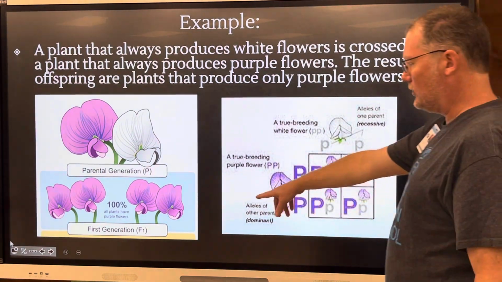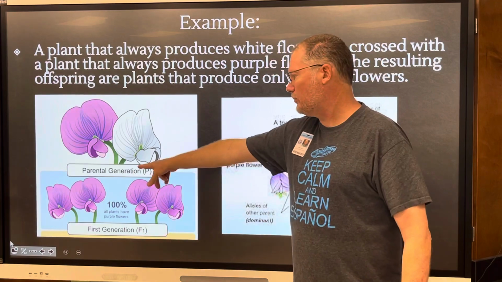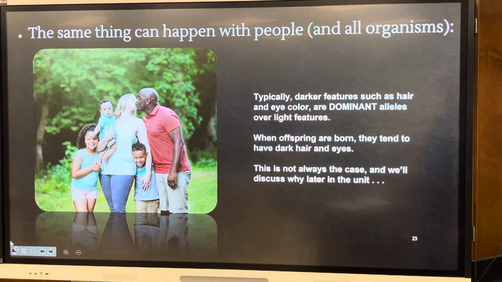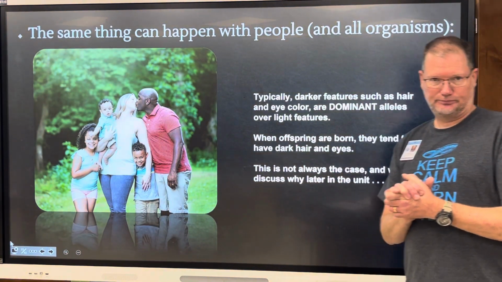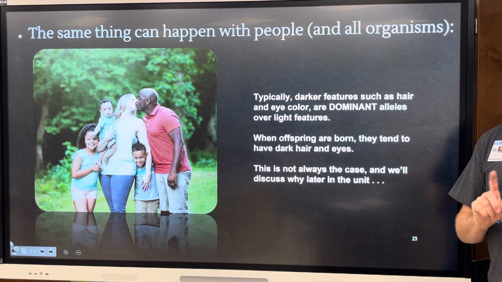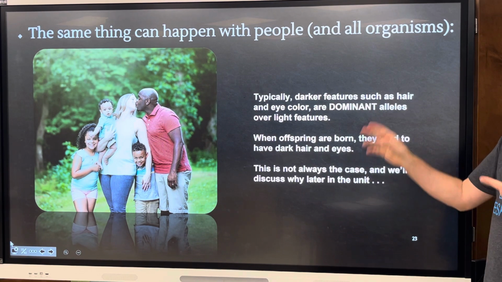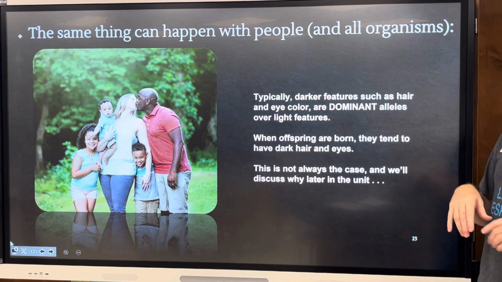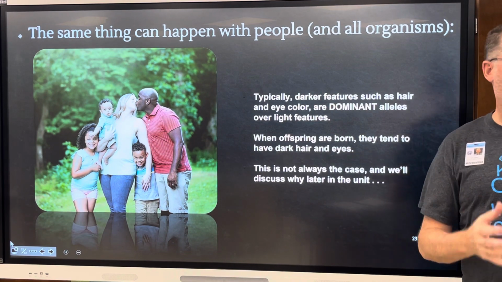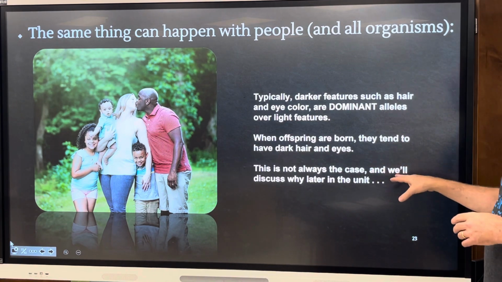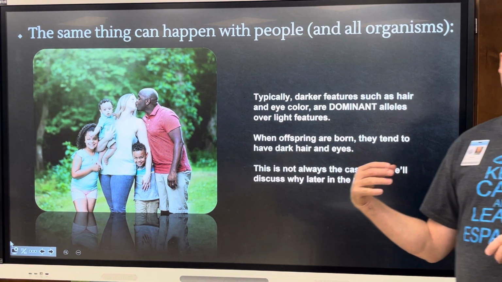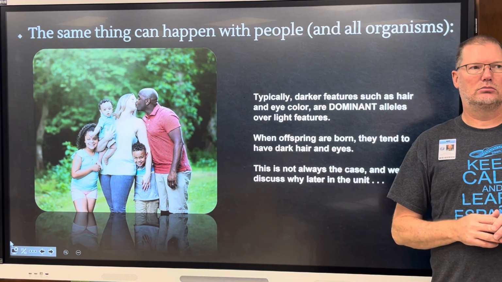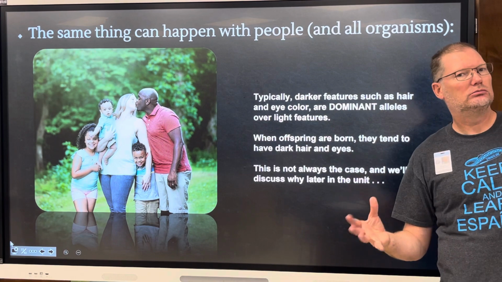So that's the F1 generation, the first generation after the parent generation, the pure generation. And the same thing can happen with people, we know this. Typically darker features like hair and eye color are dominant over lighter features. When offspring are born, they tend to have dark hair and eyes. This is not always the case, however, and we're going to discuss that. Oftentimes you will have something in the middle, okay?